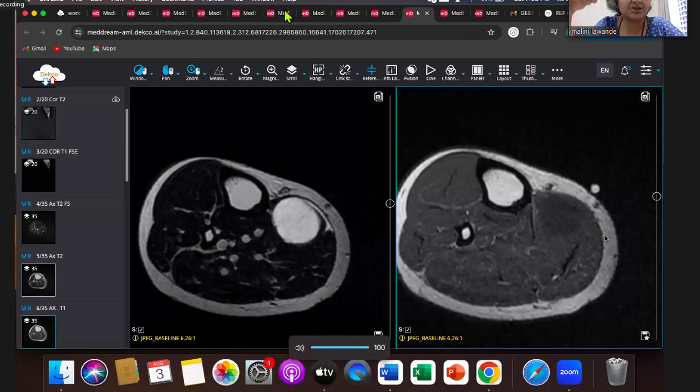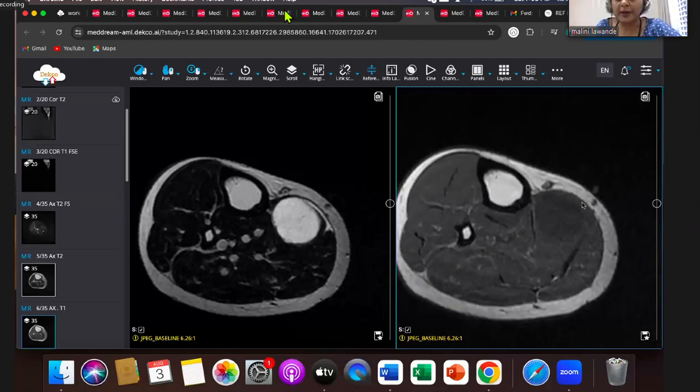Area or taken thin sections through that. So it's important to put a pain marker. This is a T1 weighted image. So at this stage, what do we think is the differential diagnosis?